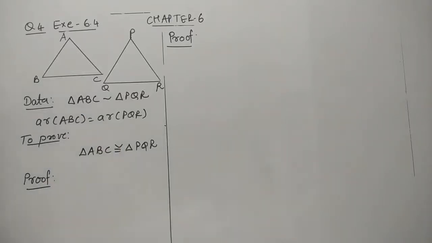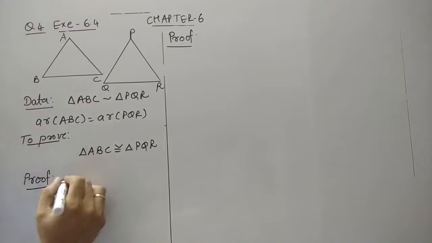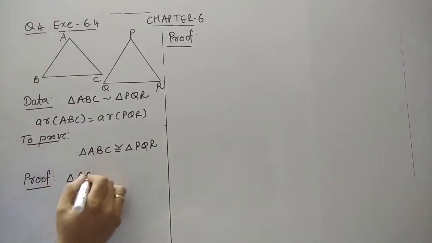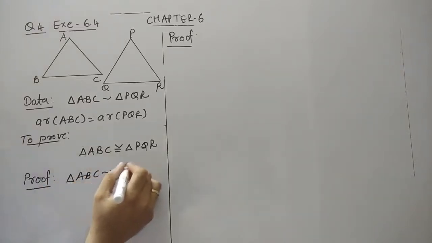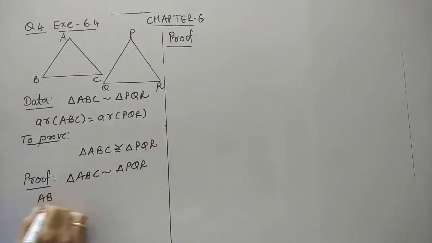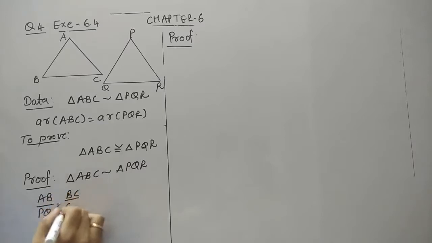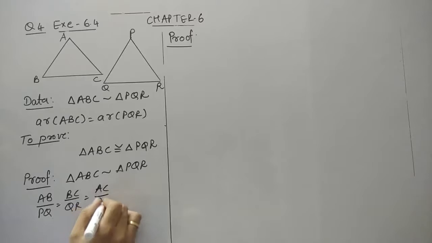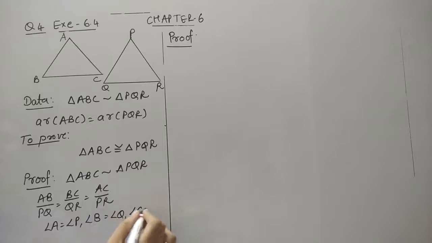So let us continue with this. As it is already given that triangle ABC is similar to triangle PQR, when two triangles are similar, we know that the corresponding sides are in the same ratio, as well as AC upon PR. One more thing, the corresponding angles are also equal. So A is equal to P, B is equal to Q and C is equal to R.